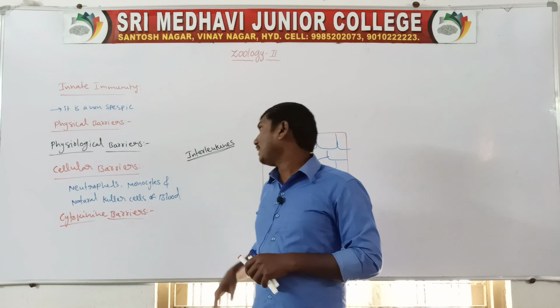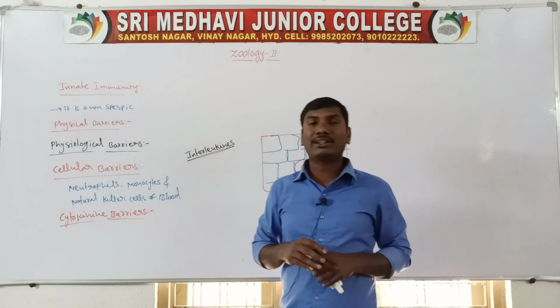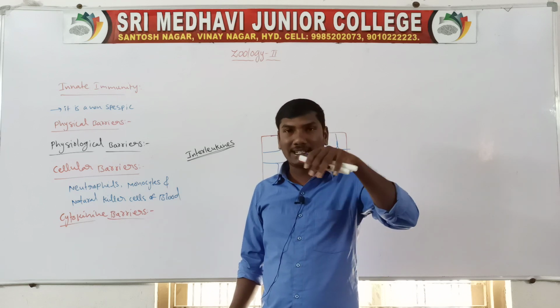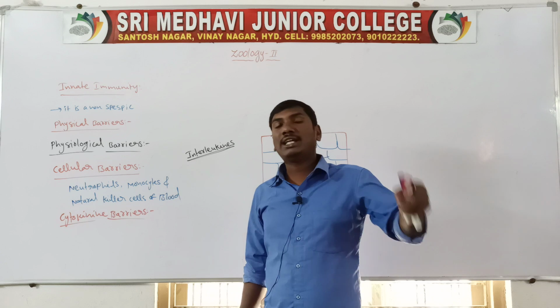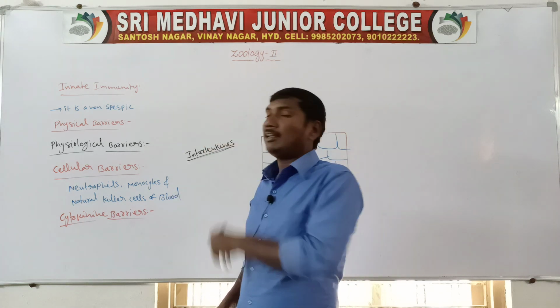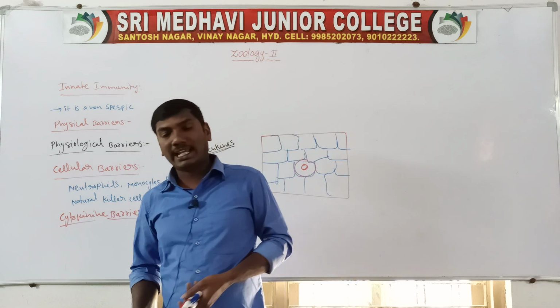Next, cytokine barriers like interleukins. These interleukins protect the neighboring cells. If one cell in a tissue is infected, the interleukins protect the surrounding cells. So they are the innate immunity. Next class we will discuss acquired immunity.